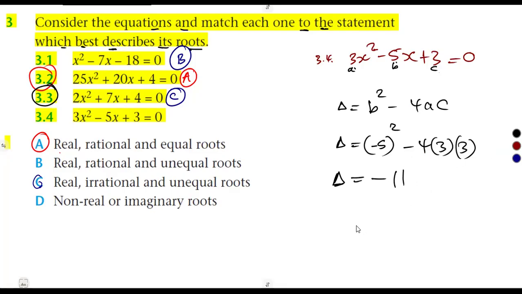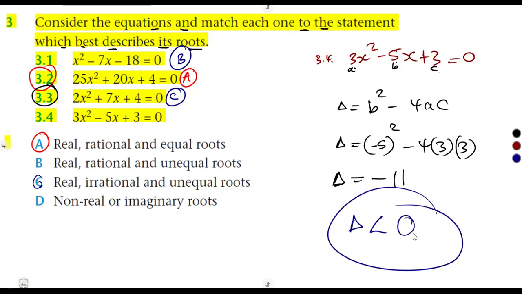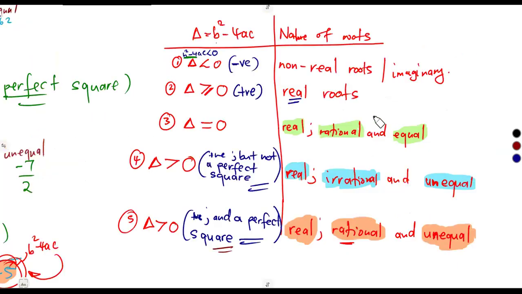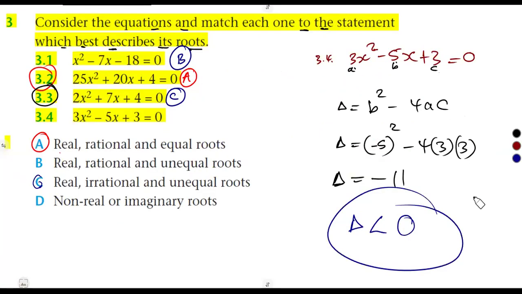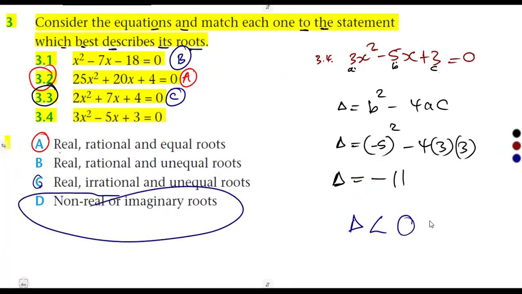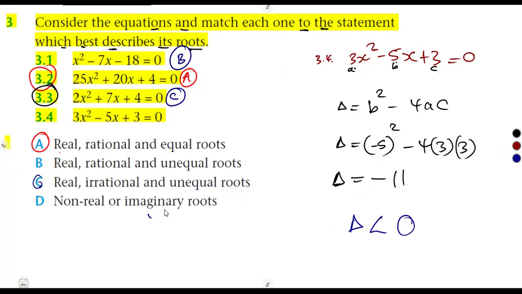Negative 11. Our delta is a number which is less than 0. It means we are less than 0. So there we do not have real roots. They do not exist. Mathematically, there is no solution there. These roots can be referred to as imaginary roots. Not to say they exist. No, they do not exist. So you're going to take imaginary roots, which is non-real, which is D. So this was the condition, guys, of our nature of roots.